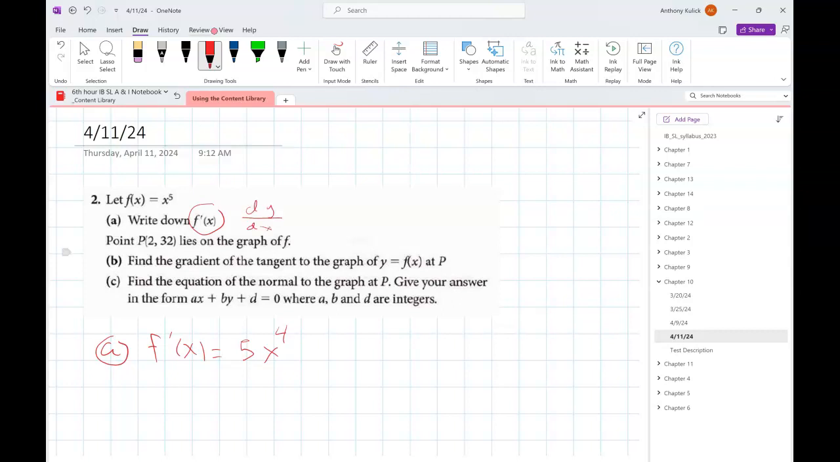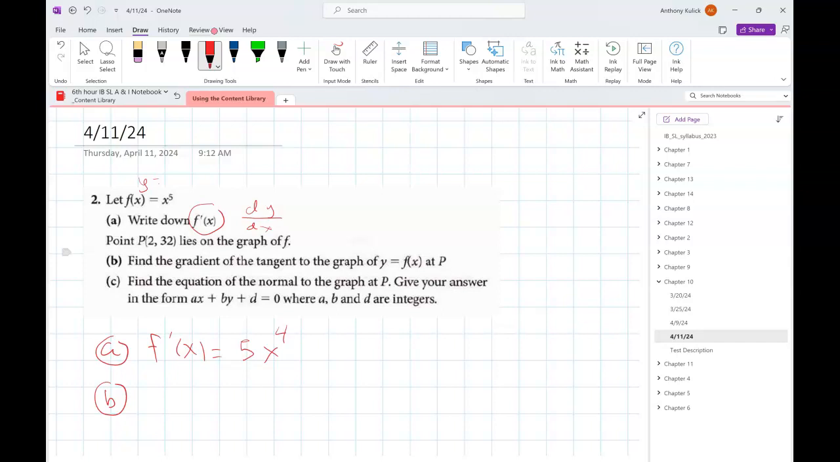So if this was y equals, right? Or if we asked for like a slope function, right? That would also be a derivative. Everybody's okay? All right. Part B then says find the gradient of the tangent to the graph of y equals f of x at the point P. How do I do that?